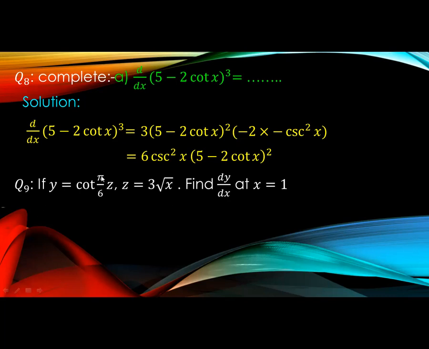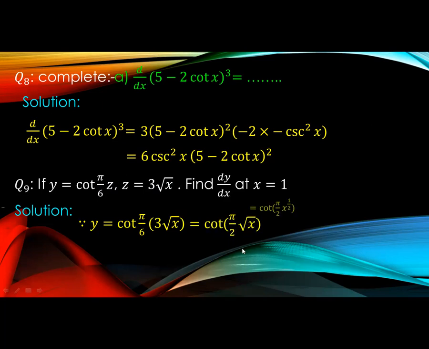Exercise number 5. If y equals cotan pi over 6 z and z equals 3 root x, find dy by dx at x equals 1. This curve is a composite function, so as a first step we find the differentiation, or we can substitute the value of z in the first function. So y equals cotan pi over 6 and we substitute z by 3 root x. In the simplest form, it is equal to cotan pi over 2 root x.